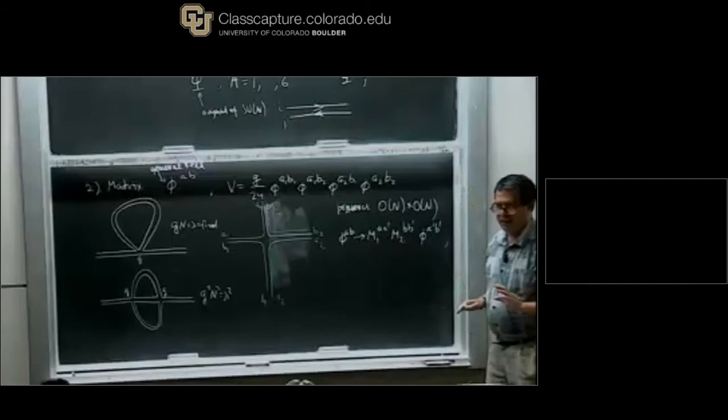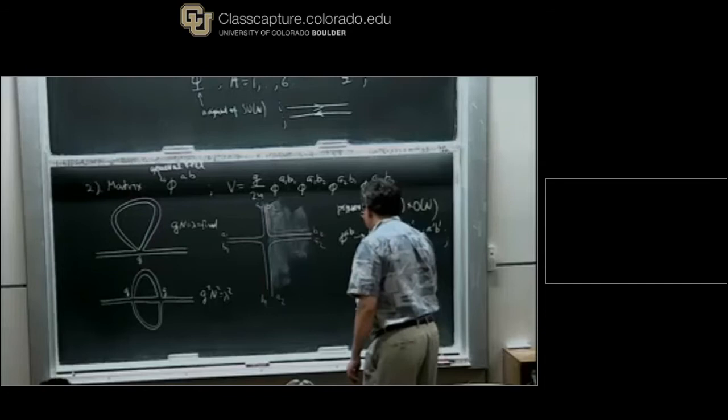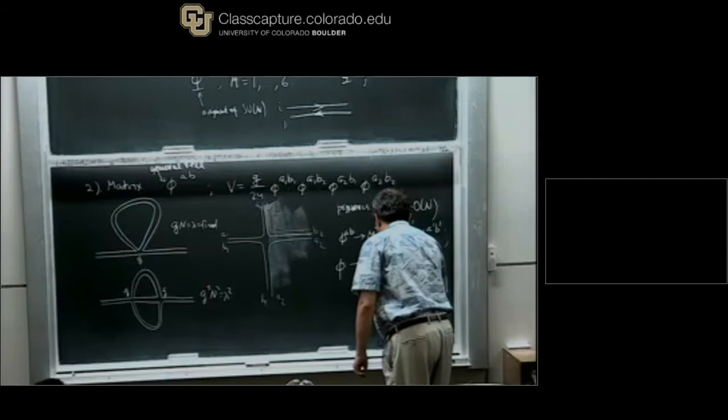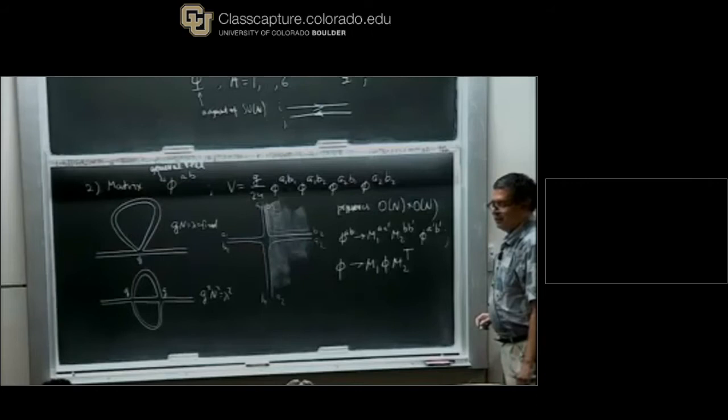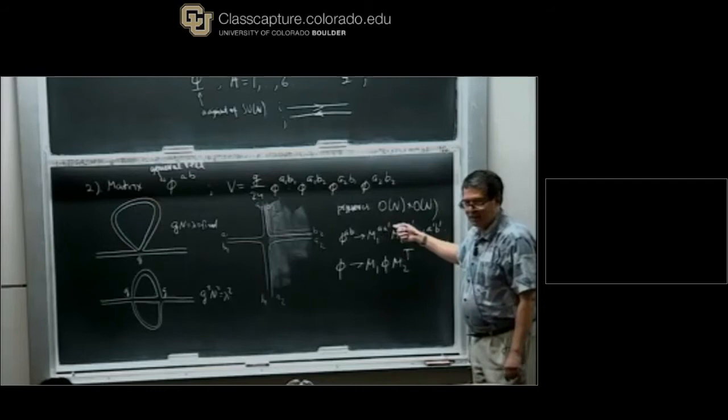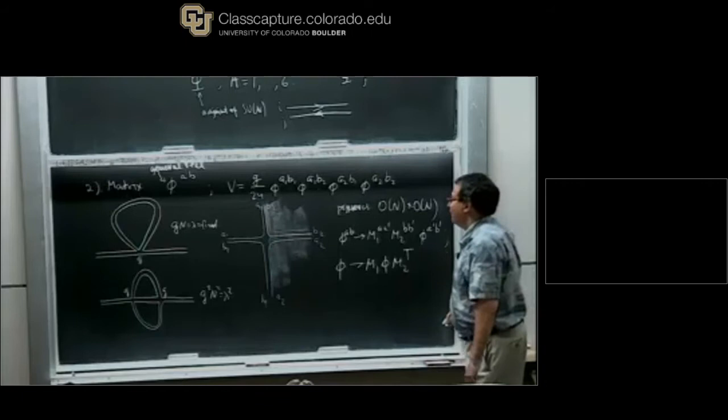If you don't like indices and really like index-free notation, right, then this can be written as just phi. Remember matrix multiplication, right? So this just goes like phi to M1 phi M2 transpose, right? And these M1 and M2 are two different O(n) matrices. So the upshot is that you treat these two indices as distinguishable. The first index transforms under one O(n) and the second index transforms under the other O(n).